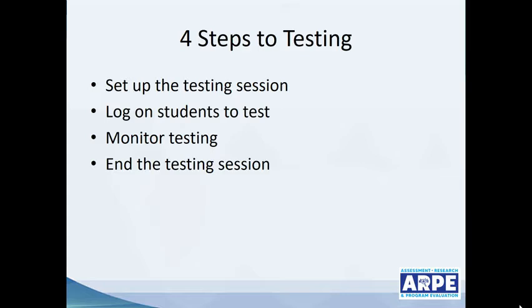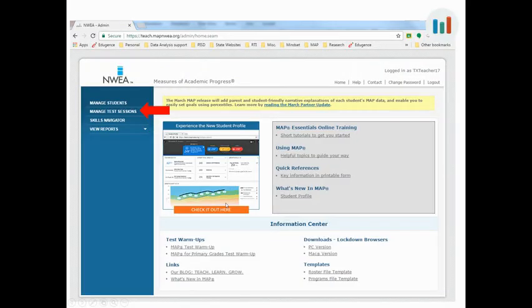There are 4 steps to testing. First, setting up the testing session, logging on students to test, monitoring testing, and finally ending the session. The teacher or proctor who is testing students in the room will set up the testing session the morning of the test. Think of a testing session as a room where kids will test and a time period in which they will test. This can be either a class period or a test day, depending on the circumstances.